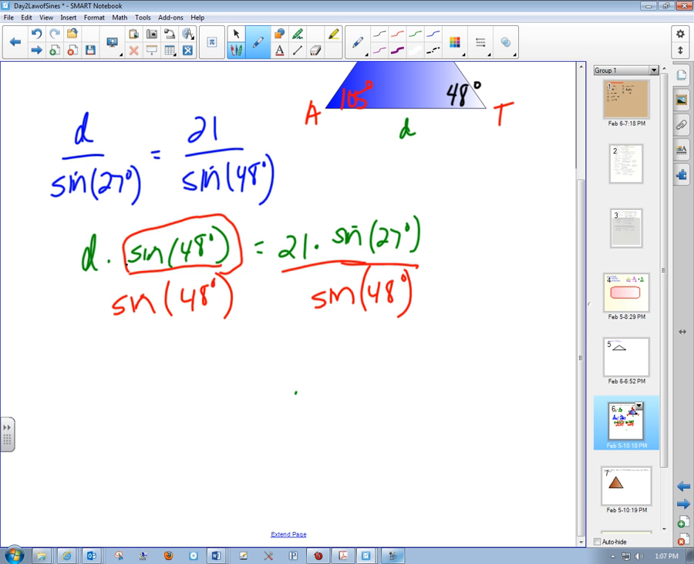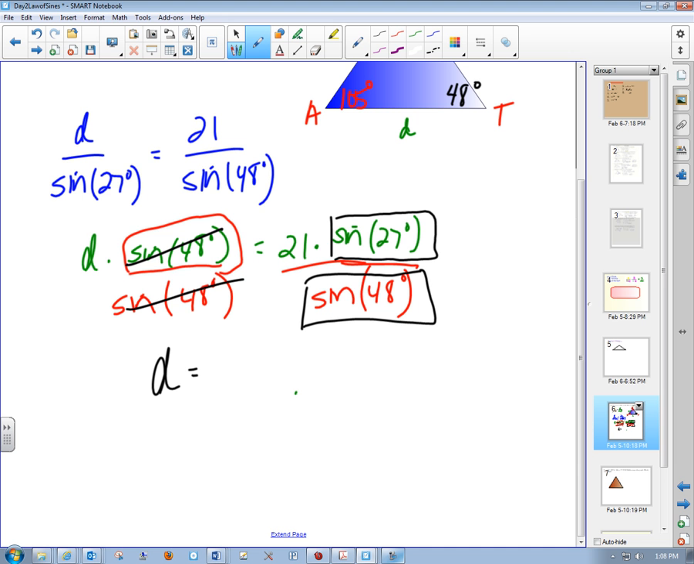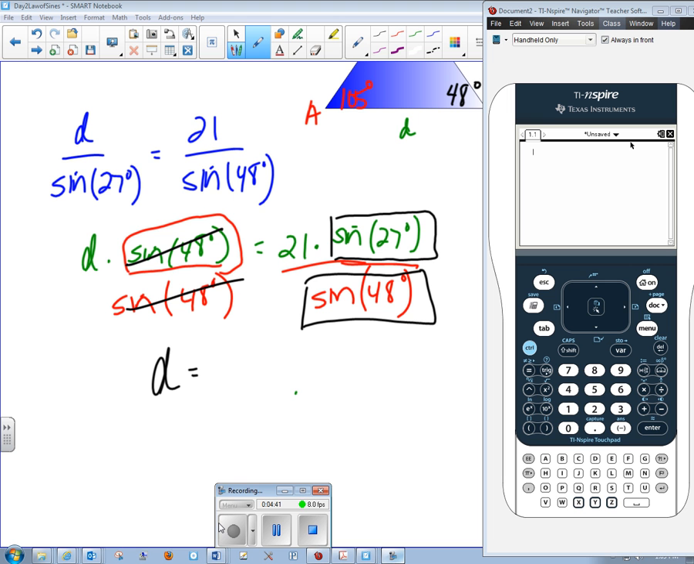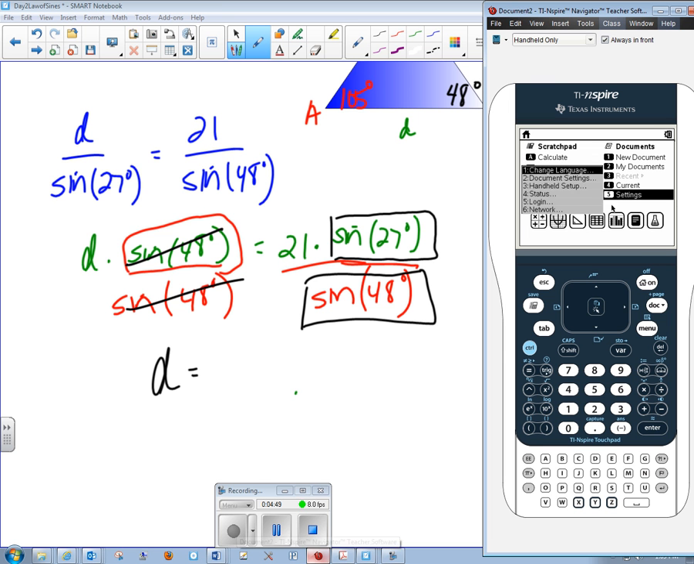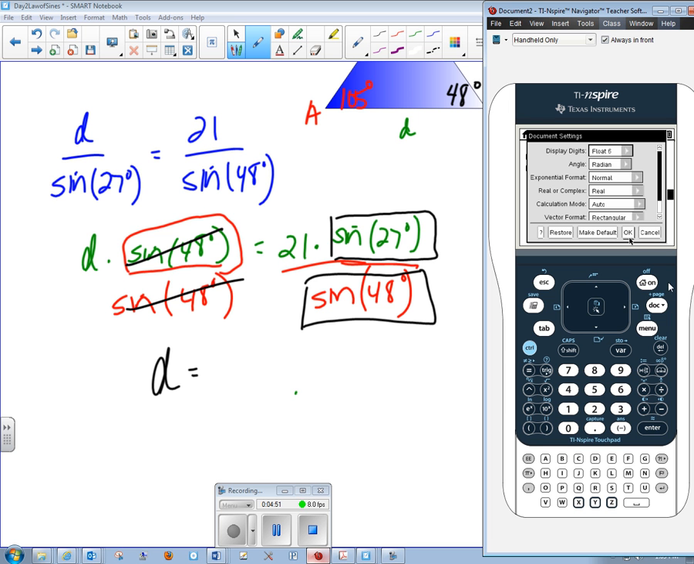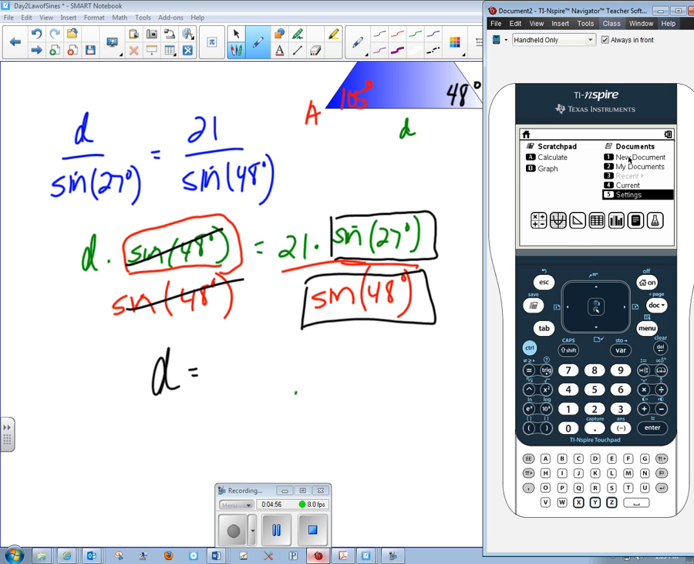That means that this cancels with this, and I'm left with D all by itself, which is, after all, my goal. Keep in mind that when you see sine of an angle, a function with an argument, this is a number that you can get out of your calculator. So we'll pick up the calculator. Since you're working all in degree angles here, you better be sure that your calculator is in degree mode. I'm just going to verify that mine is. Go home, check settings, document settings, and I'm in radian mode. Good thing I checked. I'm going to change that to degree, say make default. Go back to my document.